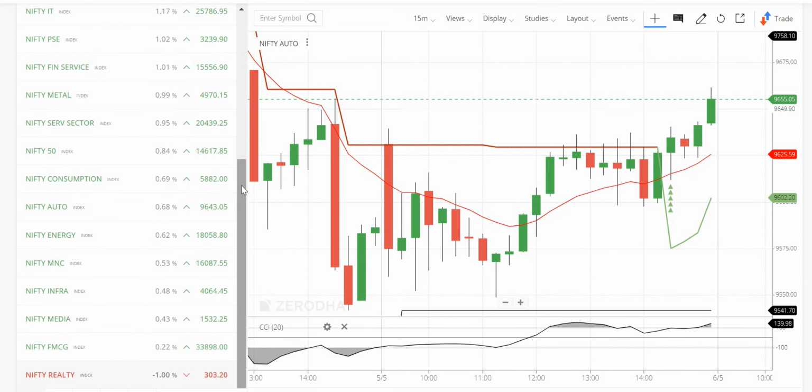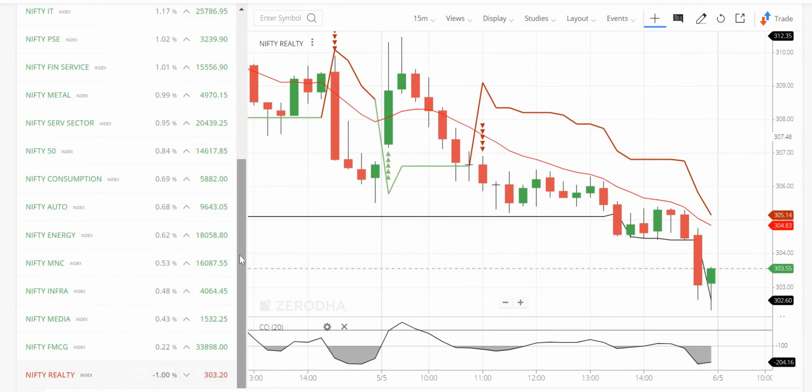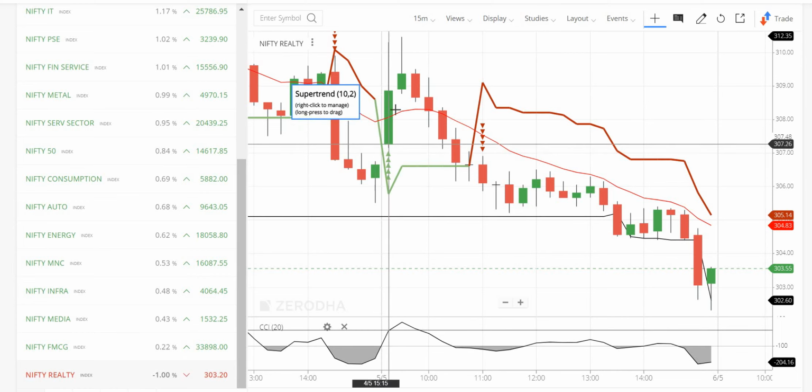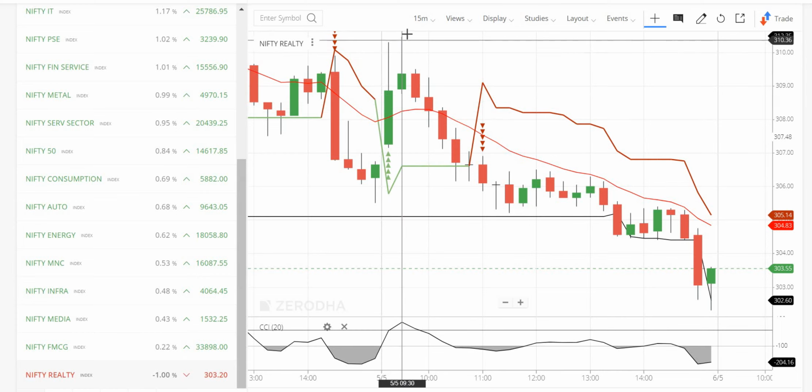Now, from the shorting perspective, if there are candles like this, which have opened below the super trend 10.2 for me, have gone below the 13 moving average, I would rather want to short them on opening, right? So let's say here I identify one index, for example Nifty Reality, because that's the only one which looks red to me right now. I look at these two candles.